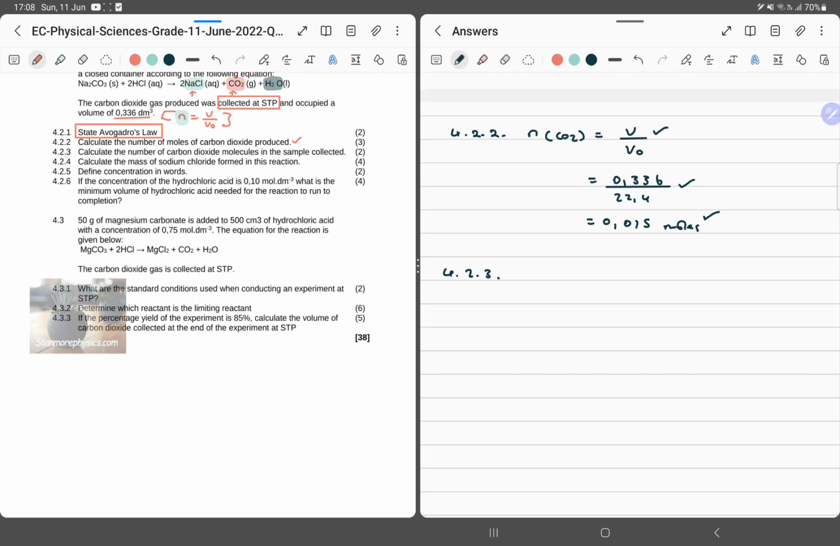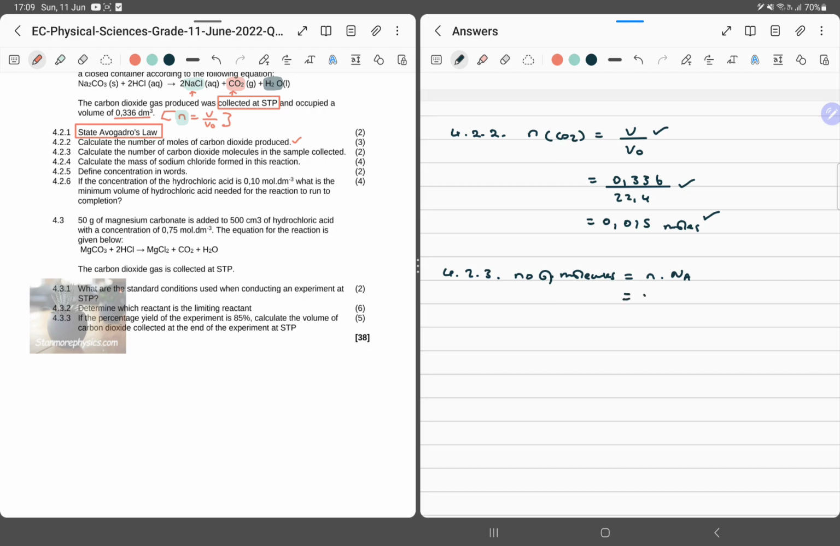Calculate the number of carbon dioxide molecules in the sample collected. That is the number of molecules. Basically, the number of molecules is going to be the number of moles multiplied by the Avogadro number.